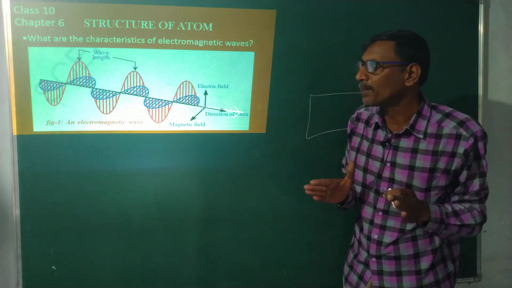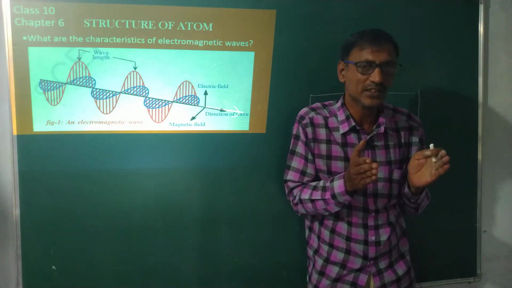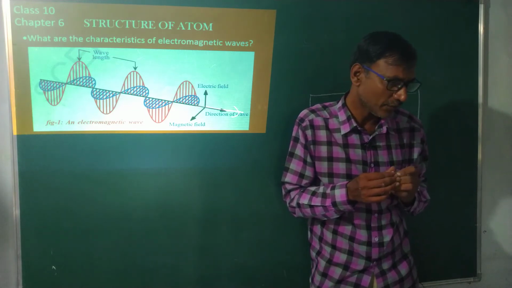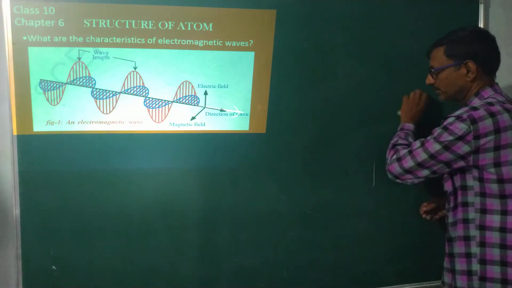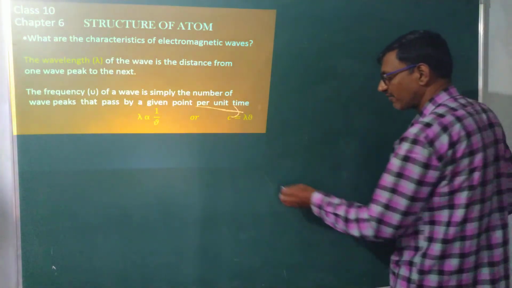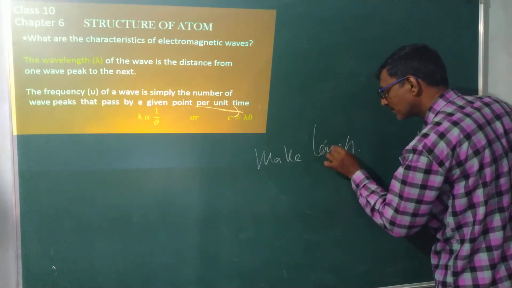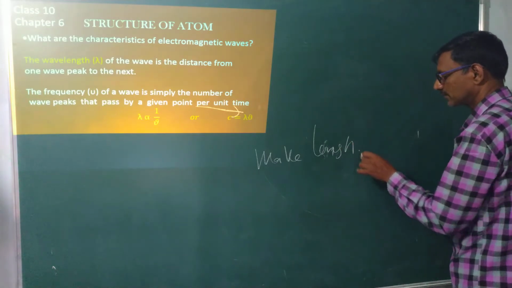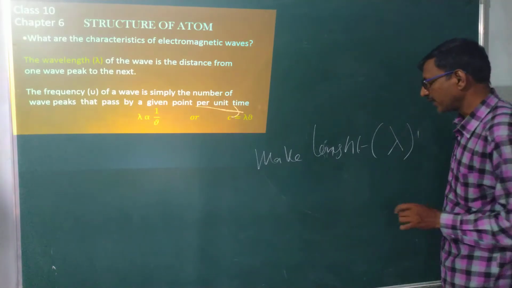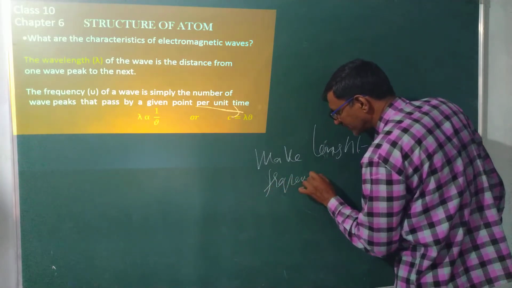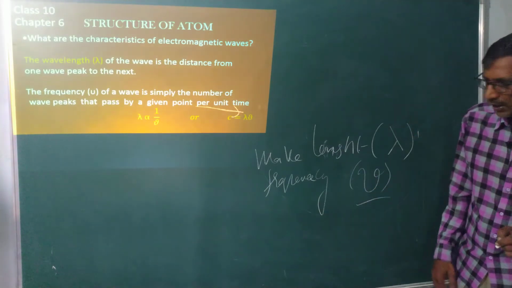So we need to know the characteristics of electromagnetic waves. Here the very, very important characteristics of electromagnetic waves are, first one is wavelength. This is denoted by lambda. Very, very important. Next one is frequency. This is also very, very important. Frequency is denoted by nu. What is wavelength?